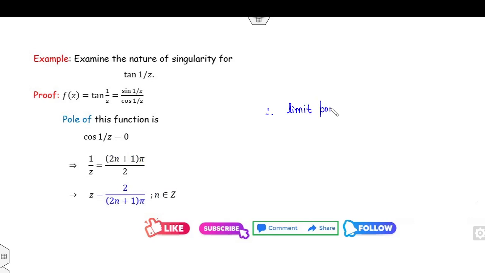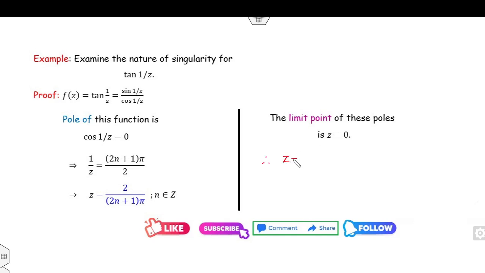So can you find the limit point of the poles? You can take the limit of z as n approaches infinity. What will happen as n approaches infinity? It is 0. So you can see the limit point of the poles is z equal to 0. Therefore, by using the result, z0 is a non-isolated singularity of the given function.